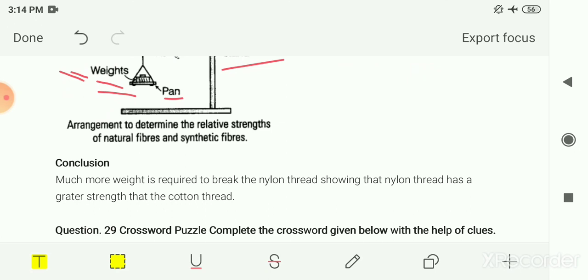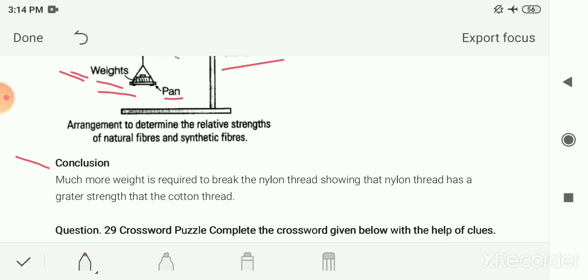After this activity you will reach this conclusion: much more weight is required to break the nylon thread, showing that nylon thread has greater strength than the cotton thread. So by this activity we can see that more weight is required to break the nylon threads. That's why nylon thread is stronger, it has more strength as compared to the cotton thread.